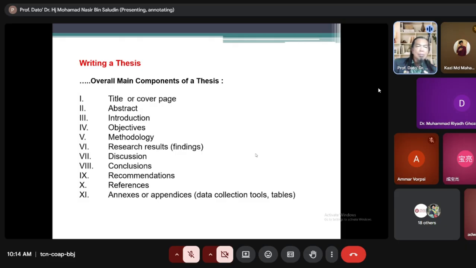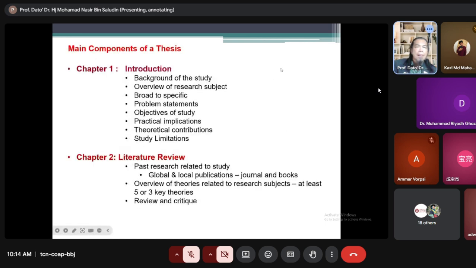Okay, writing a thesis, the overall main components of the thesis: title or cover page, abstract, introduction, objective, methodology, research result, findings, discussion, conclusion, recommendation, reference, and annex or appendix, data collection tool and table. The main components of the thesis, chapter 1, you must stand by, you must get ready to fill this one up. You have the title, you have the introduction, background of the study, overview of research subject, broad or specific problem statement, objective. Under the problem statement, you have research gap, practical implication, theoretical contribution, study limitation. Then you also have the definition of the concept and also operational definition.